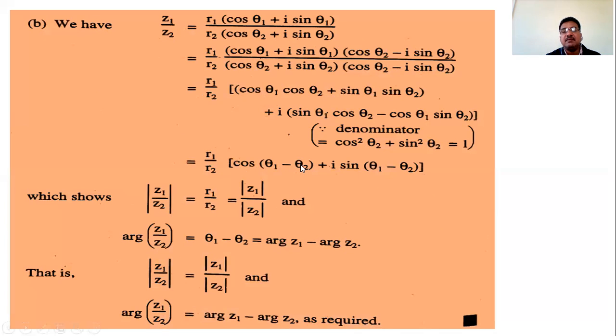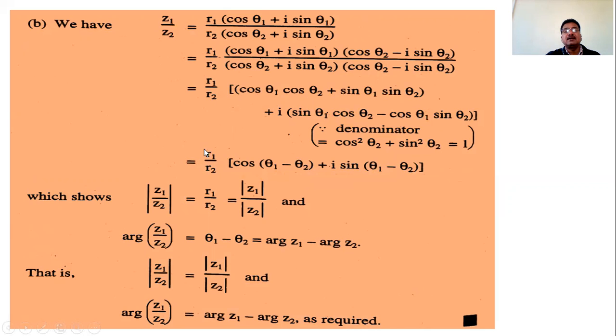Because what is cos A minus B? It is cos A cos B plus sin A sin B. And this is the expansion of what? Sin theta 1 minus theta 2. What is sin A minus B? Sin A cos B minus cos A sin B. And from this equation, we have the value of Z1 by Z2 in this form. That is, this is the polar form of Z1 by Z2.